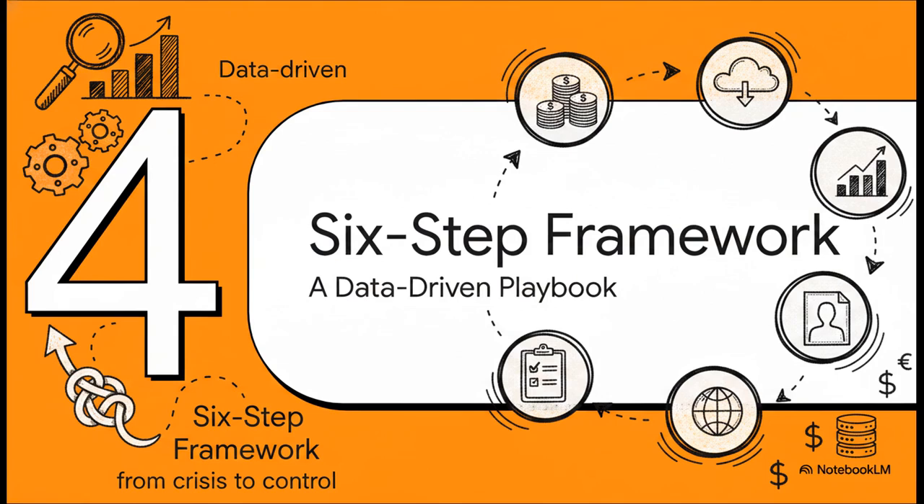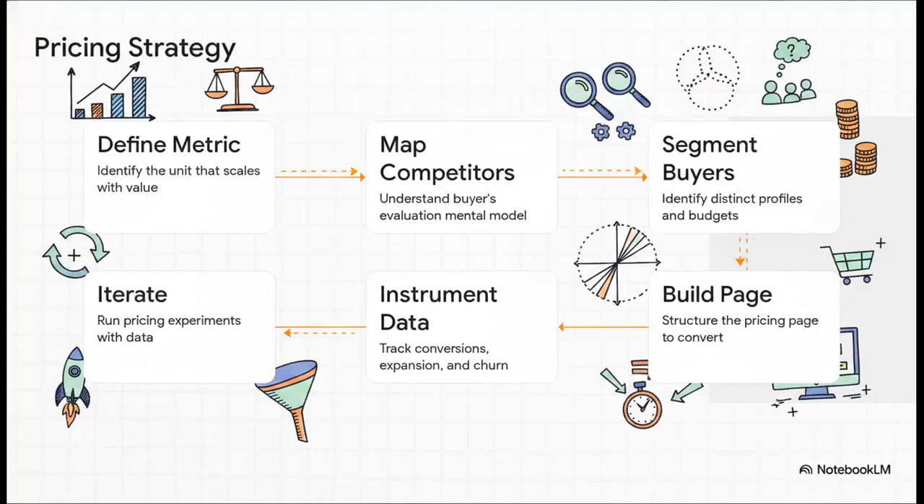Section 4, the 6-step pricing framework. Now that we understand the models and the pitfalls like shrinkflation and ghost users, let's pivot from crisis to control with a truly data-driven playbook. Pricing is absolutely not a set-it-and-forget-it task. Companies that align their pricing with a value metric actually grow 30% faster. So here is your ultimate 6-step framework for building a SaaS pricing strategy grounded in hard data, rather than just copying competitors or going with your gut feeling.